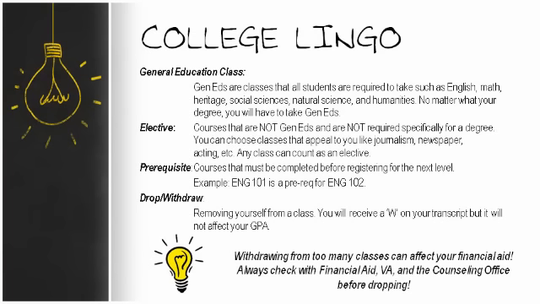Electives are courses that are not Gen Eds and are not required specifically for a degree. For electives, you can choose classes that appeal to you like journalism, newspaper, acting. Basically, any class can count as an elective. Prerequisites are courses that must be completed before registering for the next level. For example, English 101 is a prerequisite for English 102.